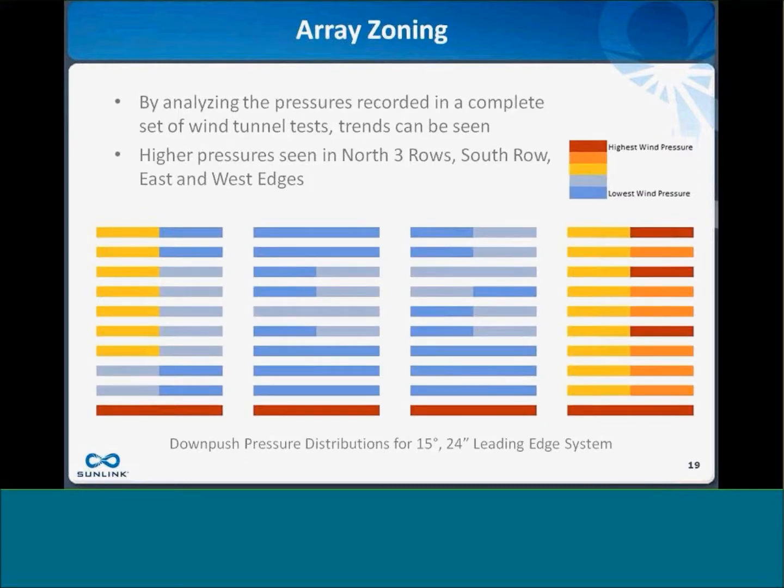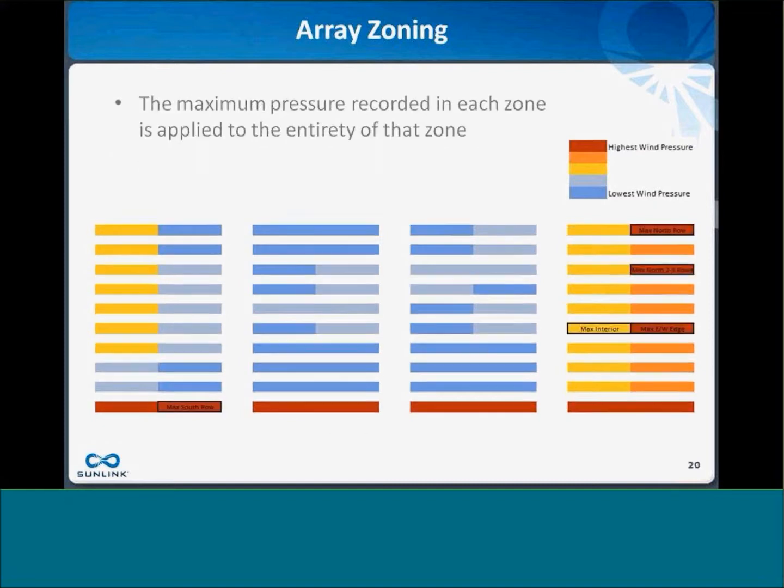And then as we gather the data from that wind tunnel model, this is a picture just to visualize what those pressures look like, the red being the highest wind pressure, the blue being the lowest wind pressure over the array, just for one test of down push for a 15-degree, 24-inch leading edge system. And we can start to see trends as we look at these pressures that are measured at each location, where the south row obviously is seeing some very high pressures compared to the interior of the array.